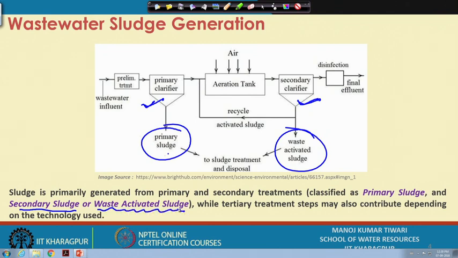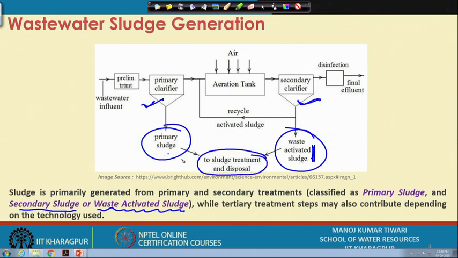So, why waste activated sludge? Because it is the activated microorganisms which are being collected as a wastage material. That is why this is called waste activated sludge as well, or WAS, and these collectively are considered the sewage sludge or wastewater sludge, which could be further processed, and the management of this needs to be taken care of at any sewage treatment facility.